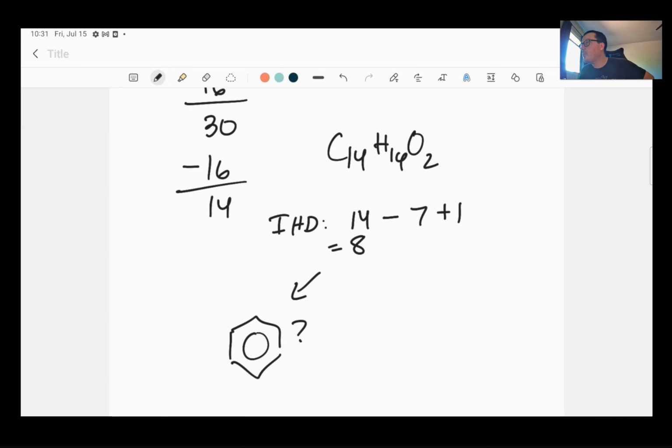It looks like there's a peak at 1,700. Anything else in the IR? It looks like there's a peak at 1,700. I see that as well, and I would agree with that.